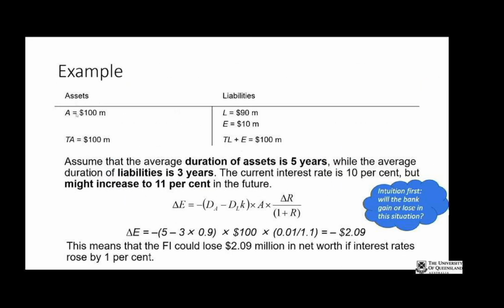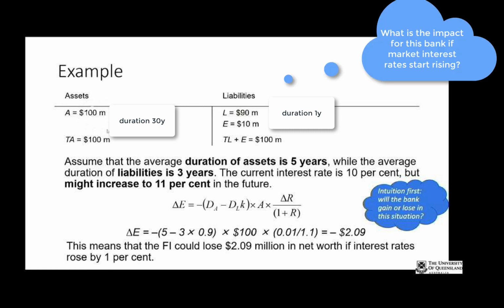Just imagine here 30-year mortgages, 1-year savings accounts. If the interest rates go up in the market, in the Australian economy, and I've got 30-year mortgages, fixed interest rates, can I change these interest rates? No, they're written down in the contract. So the duration calculation already takes care of it if it's fixed or variable. Good. So these interest rates are fixed.